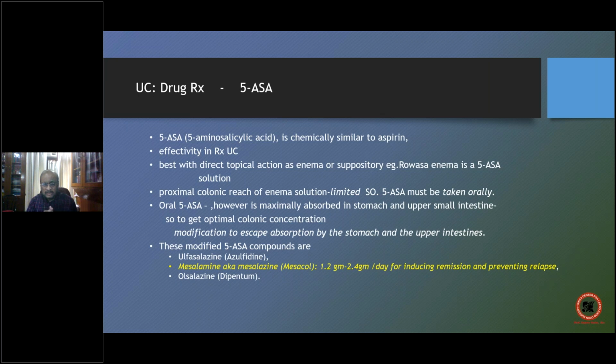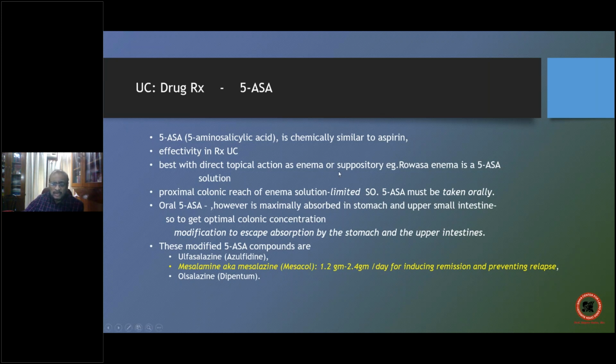The drugs are important. Just a very fast reference to drugs. The mainstay of treatment is again 5-ASA, aminosalicylic acid, chemically similar to aspirin, effective in treating ulcerative colitis. This was the basic drug used for ulcerative colitis for decades and decades. Most common form of usage would be a topical application of enema or suppository, but remember it's very difficult to make the enema reach beyond the splenic flexure, meaning proximal to it. So proximal colonic reach is limited, and there you have to take recourse to oral.